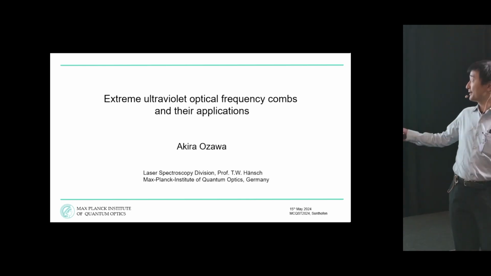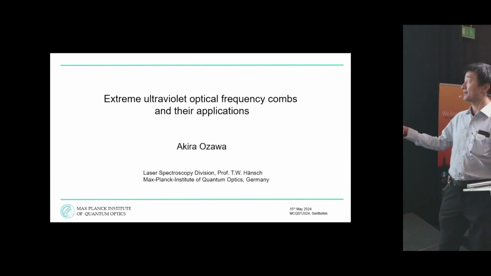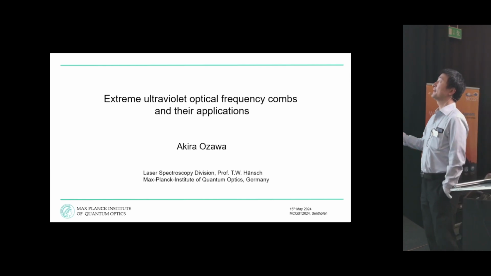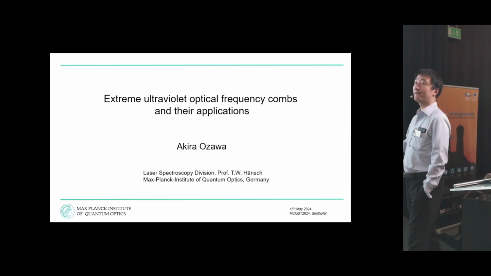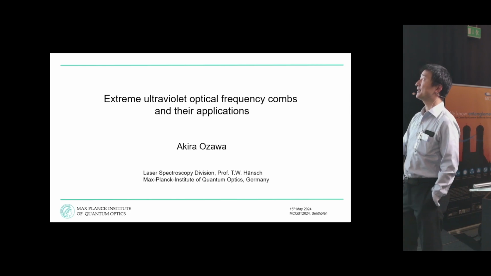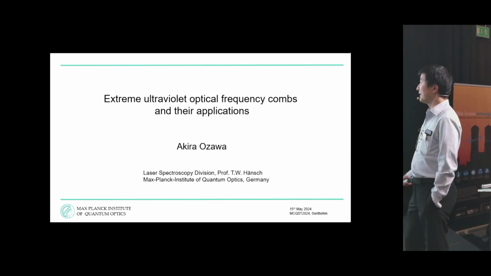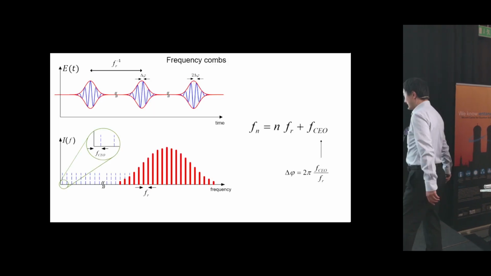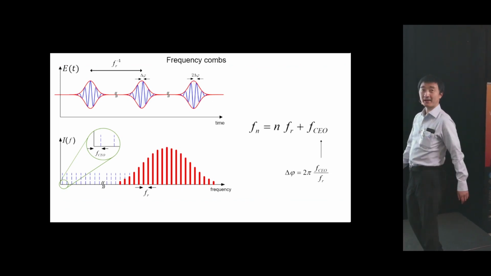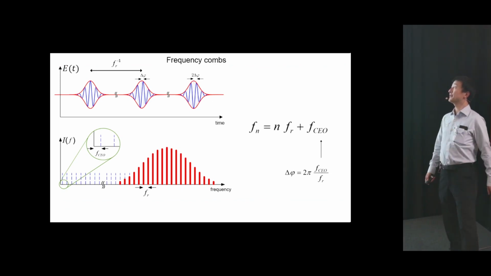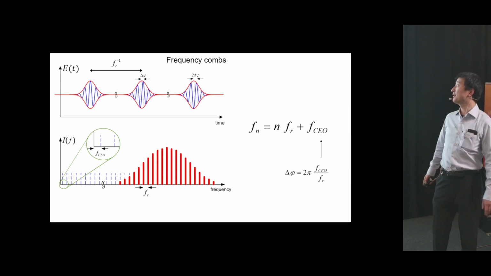So that's this frequency comb that I'd like to talk about, but it's a little bit special frequency comb. It's an optical frequency comb at very short wavelengths of the extreme ultraviolet region. So just as a brief introduction, I'd like to give an overview of optical frequency combs. Maybe many of you are already familiar with it.